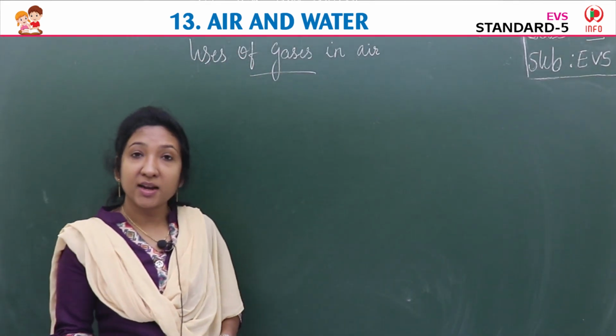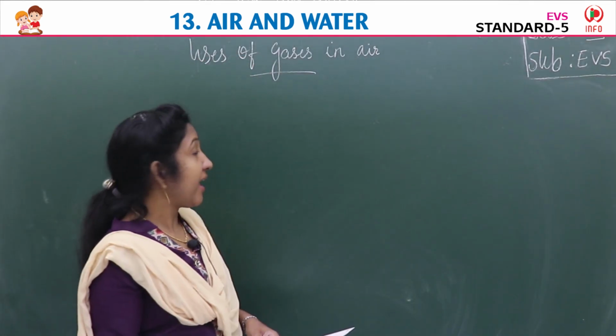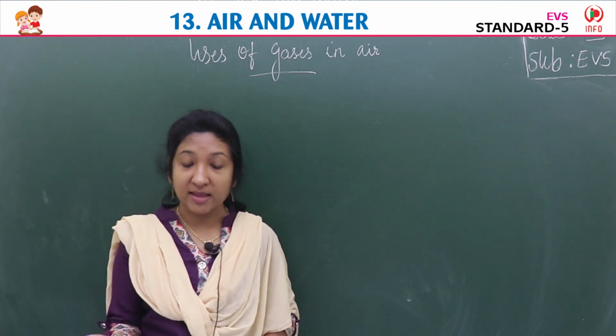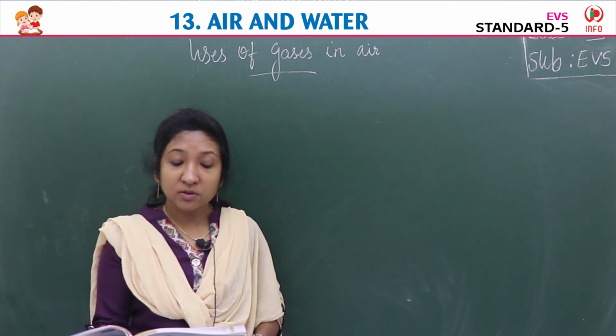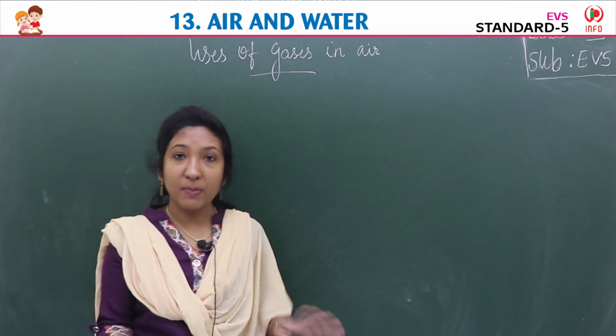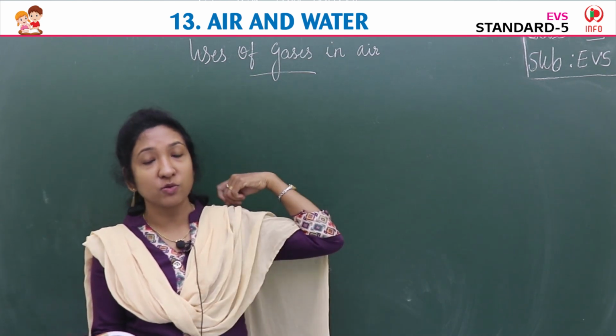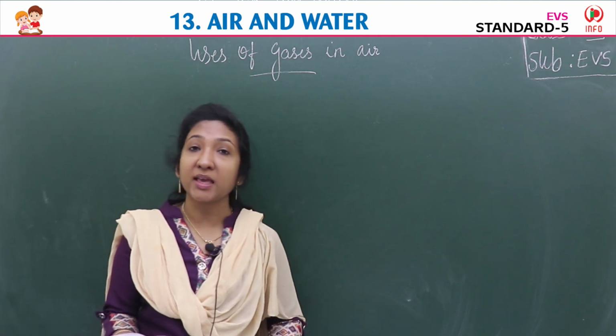So children, we are learning about the uses of gases in air. Okay, so next is carbon dioxide. The use of carbon dioxide is that it is used during photosynthesis in plants. As I said earlier, carbon dioxide is used by plants for making food.